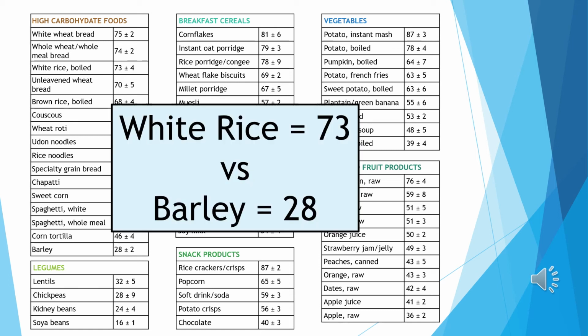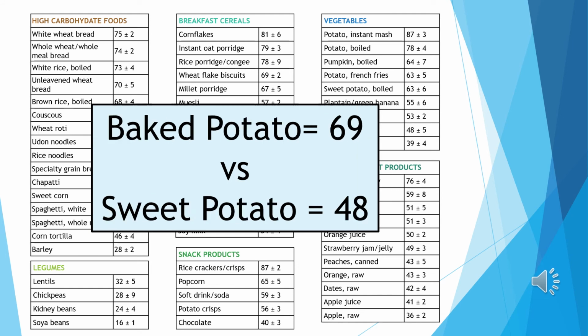When looking at grains, we see that white rice has a glycemic index of 73 versus barley, which has a glycemic index of 28. In making a healthy choice, we might want to reach for barley instead of white rice in a recipe or dish.